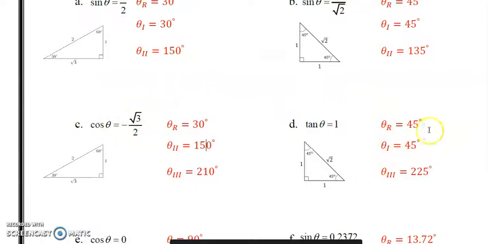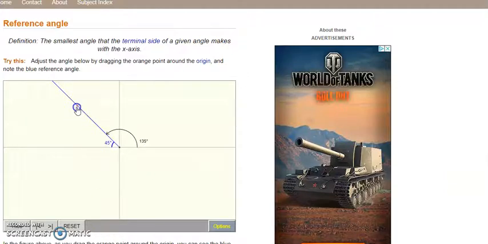Tan theta is equal to 1. Remember, we know tan theta is equal to the opposite over adjacent. So regardless of what side you pick for 45, it's going to be 1 over 1, which is 45. We know tan is positive in quadrant 1 and quadrant 3. So we know that 45 is our reference angle, which is also our quadrant 1 angle, and our quadrant 3 angle would be 225. Again, you can flick back to this, which is nice, and you get your 45. Positive here, and positive here.